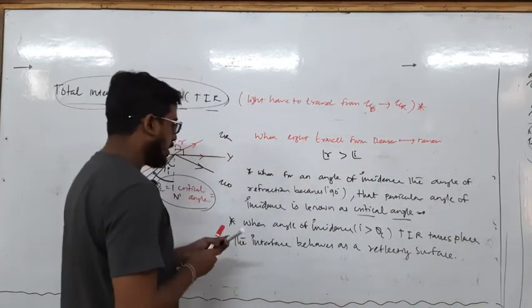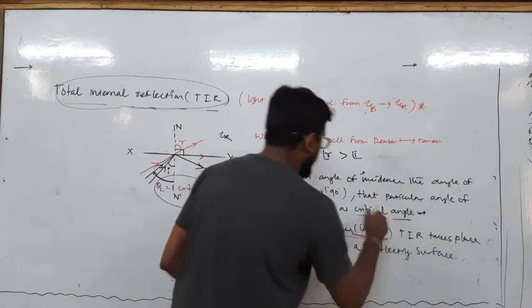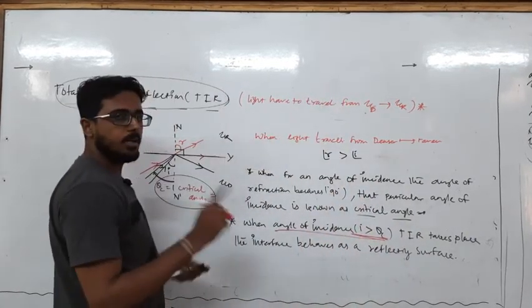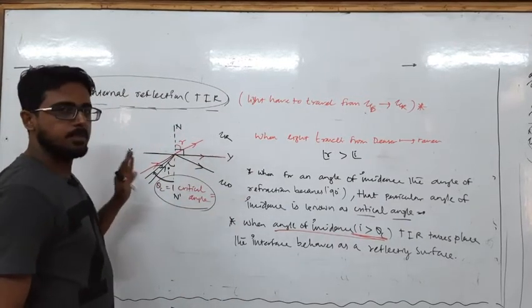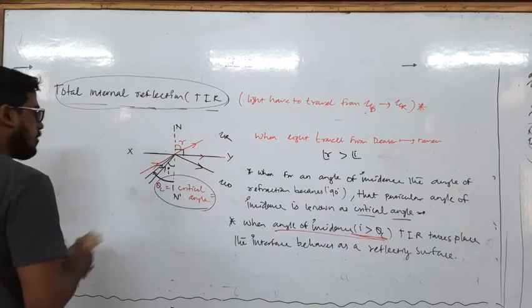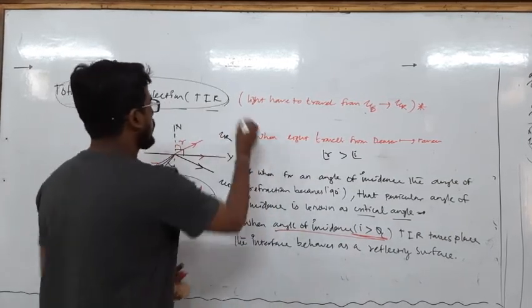Clear? So when the angle of incidence is increased further than the critical angle, total internal reflection takes place and the interface behaves as a reflecting surface. Clear? So what is the value of the critical angle for any two mediums? These are the points you have to remember for total internal reflection.